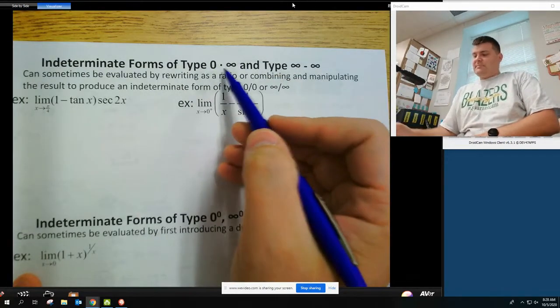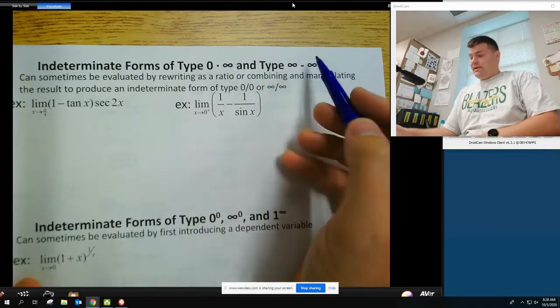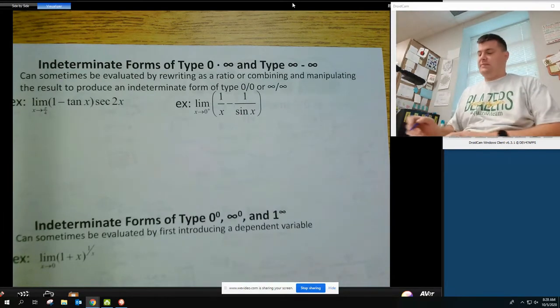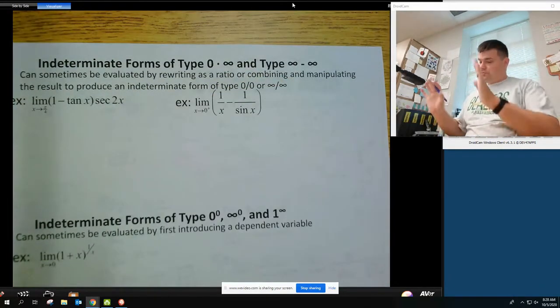So if you ever get like a 0 times infinity, or like an infinity minus infinity, you can always rewrite it as a ratio so that we can use L'Hopital. So this just requires a rewrite to use L'Hopital. All right.